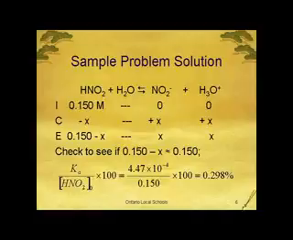0.298%. Now, different people have different views on how big a difference it has to be for you to be able to drop out the X or to keep it. Generally, if that ratio is less than 1%, from my point of view, you can drop the X out of the expression and just leave the equilibrium concentration of HNO2 as 0.150 moles per liter.